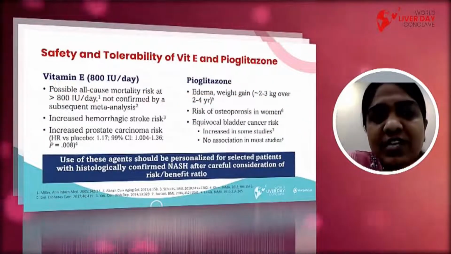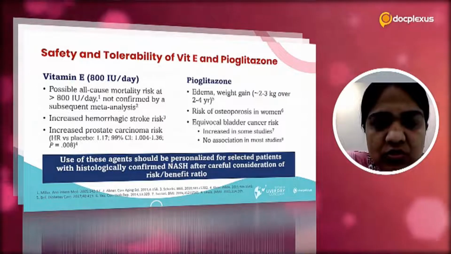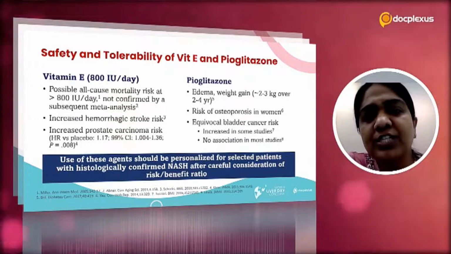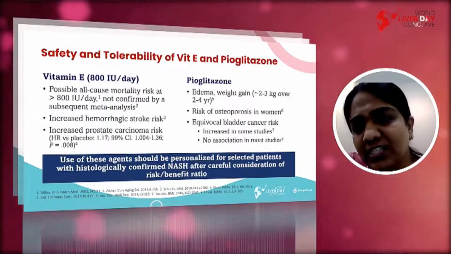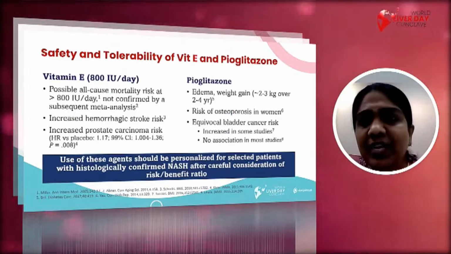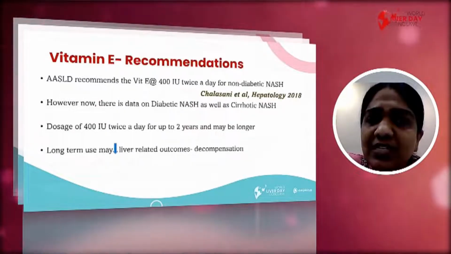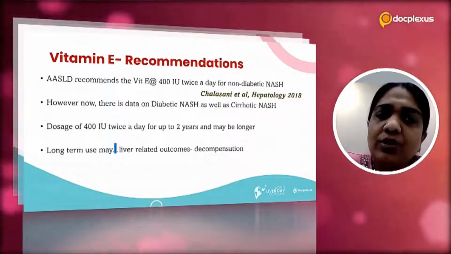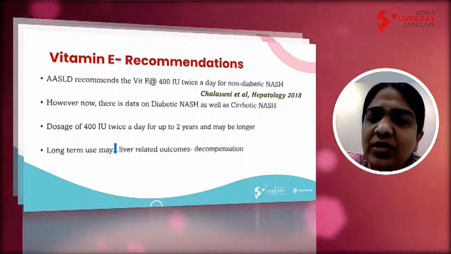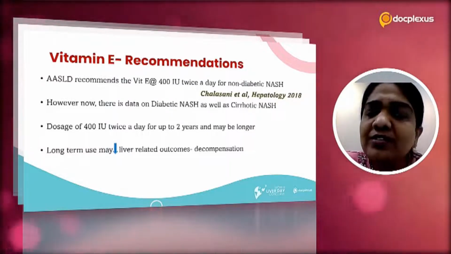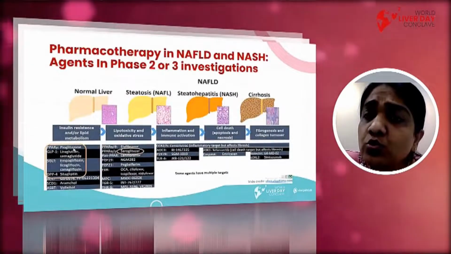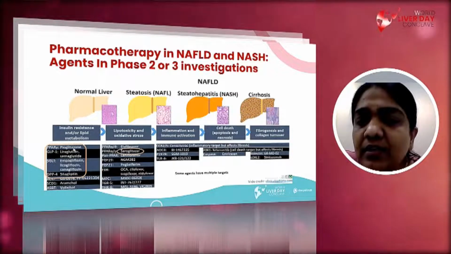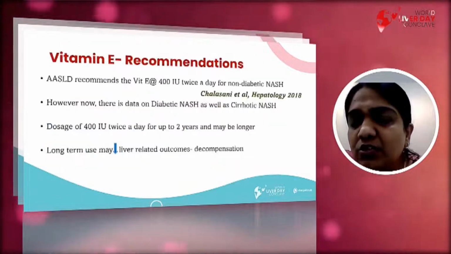So coming to the safety and tolerability of vitamin E and pioglitazone. In vitamin E, generally, it is found to be safe. There's a very, very small risk of hemorrhagic stroke or conflicting reports on prostate carcinoma. So, the American Association for the Study of Liver Disease recommends vitamin E at a dose of 400 international units twice a day for non-diabetic NASH. However, now there is data on diabetic NASH as well as cirrhotic NASH. A dosage of 400 international units twice a day for up to 2 years or maybe longer can be used. And it has been shown that to an extent, it decreases the decompensation or the advancement of the liver disease.